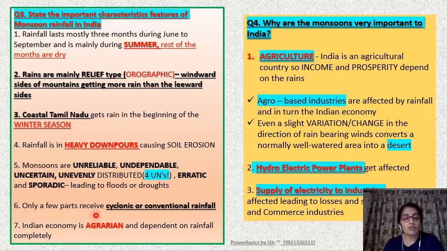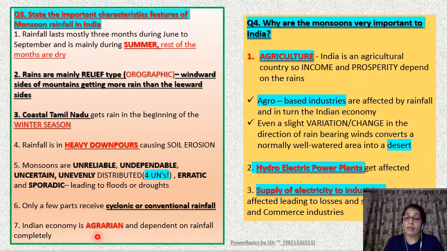Only a few parts of India receive cyclonic or conventional rainfall. The Indian economy is agrarian, based on agriculture. A large proportion of people earn their livelihoods through agriculture and are dependent on the rainfall completely.